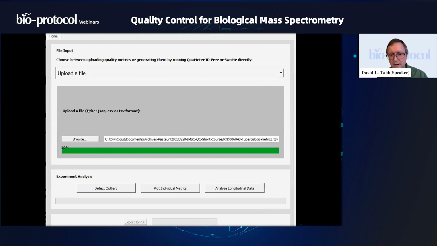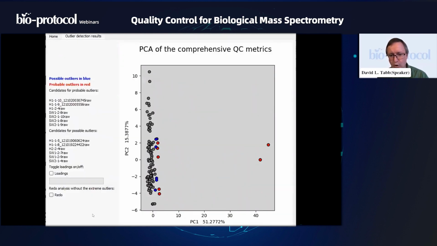Now the software has picked up all these metrics that I generated in Quameter offline, and now I can run the detect outliers option on it. Okay, in this case, we had 120 raw files. It should be pretty plain that the biggest variance in the data set is explained by principal component 1 here. It accounts for 51% of all variance in the experiments. And we have these 2 experiments that are way out here on the end.